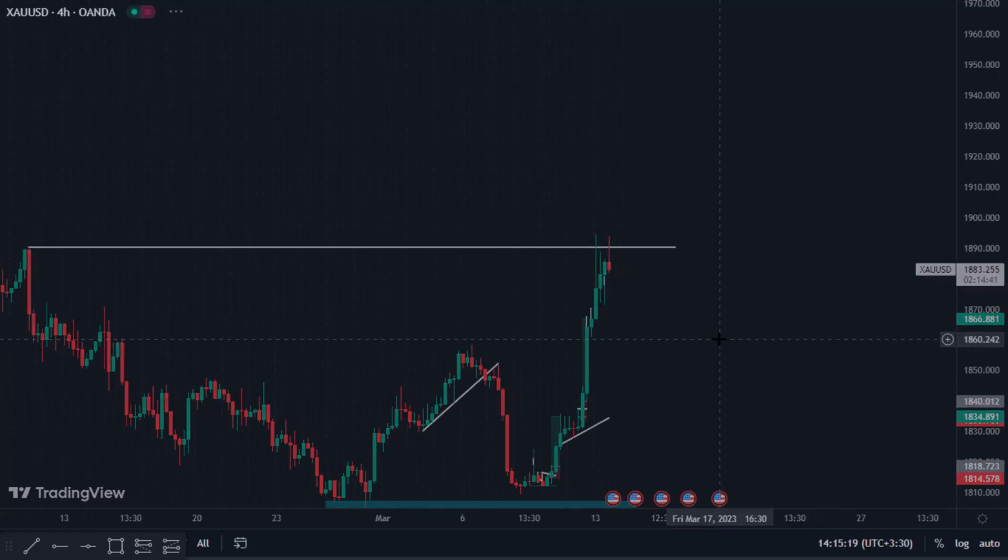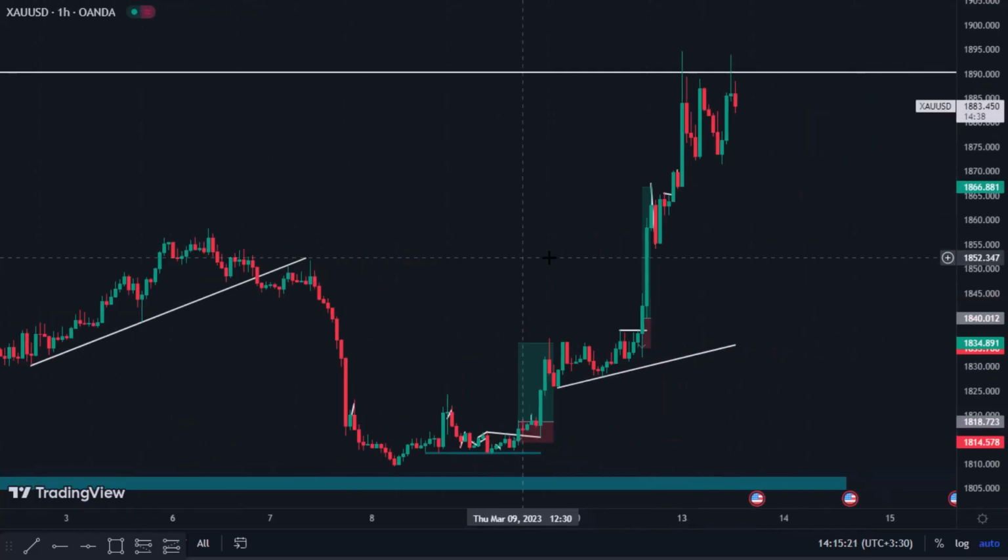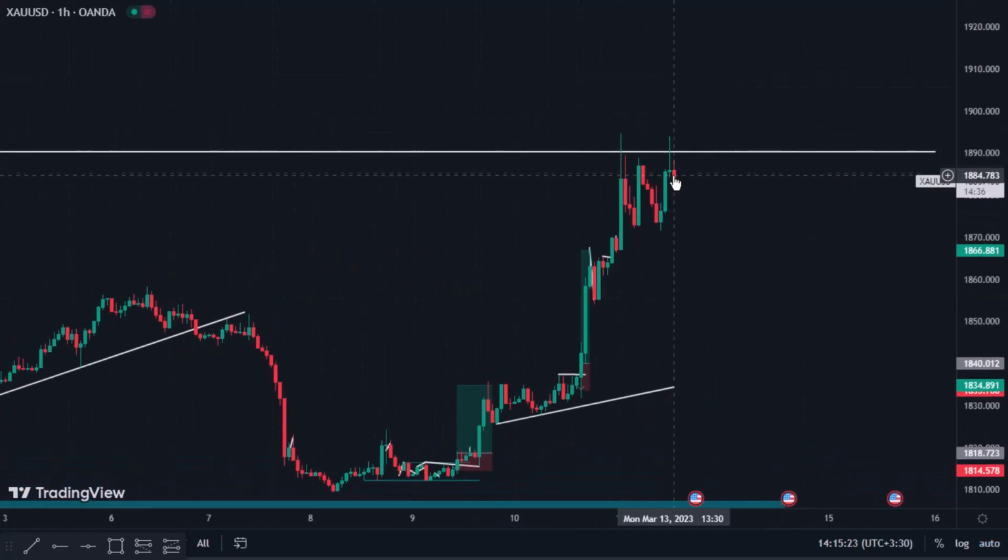Let's switch to the 1-hour time frame. Nothing special here. You can see another pin bar here too. We can enter right now too, but it depends on your risk. I recommend you enter on the 4-hour time frame after the 2 hours if you want to enter.